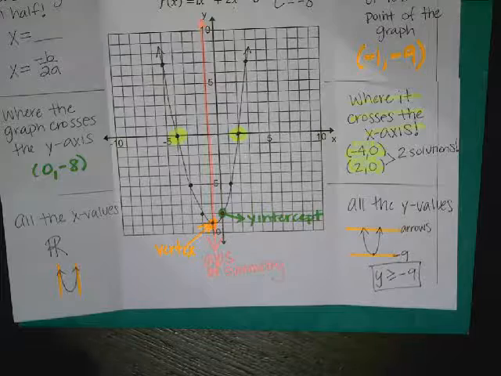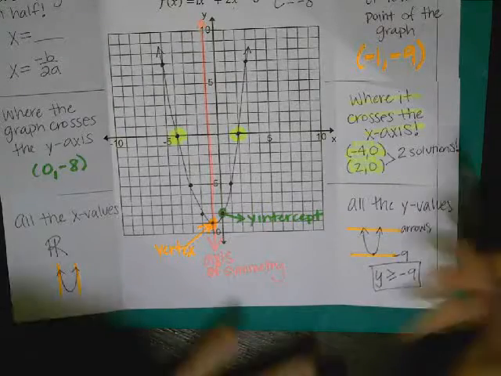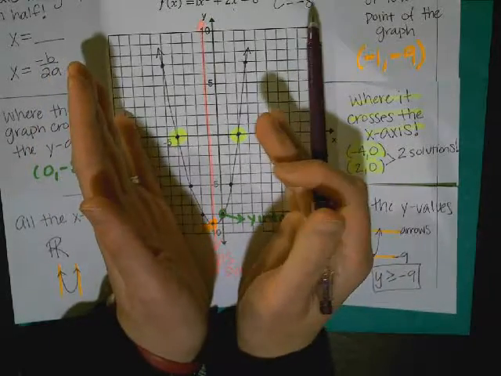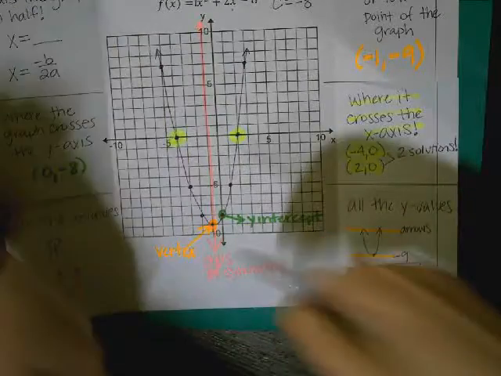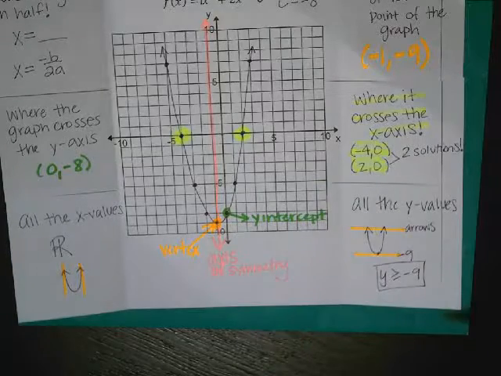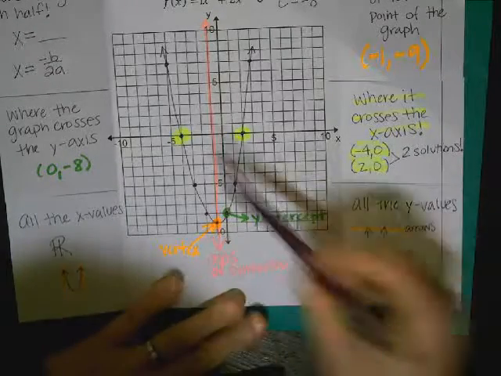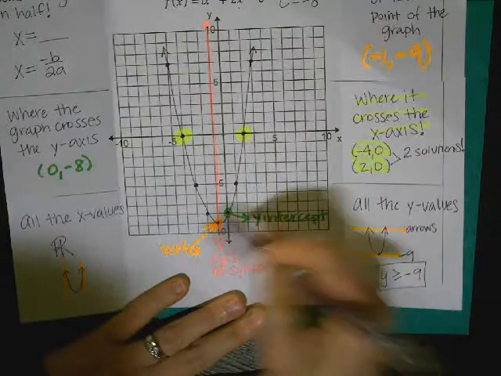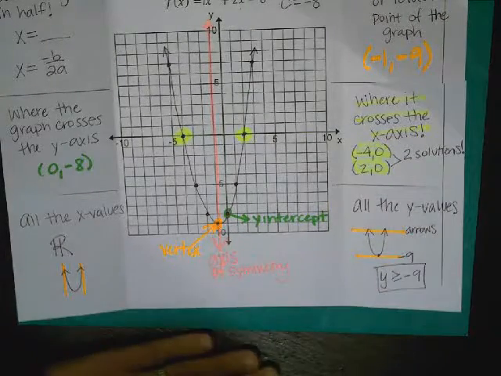Okay? For range, we're either going to be getting bigger because the graph is facing up like a smile, or we're going to be getting smaller because the graph is facing down like a frown. Okay? So if the graph is getting bigger, we say that it's greater than, and if the graph is getting smaller, then we say it's less than.